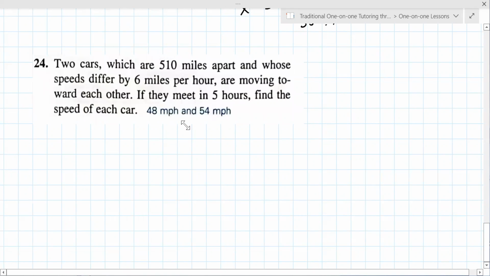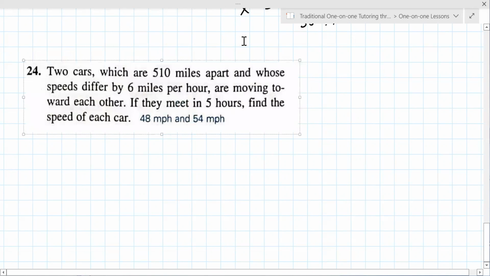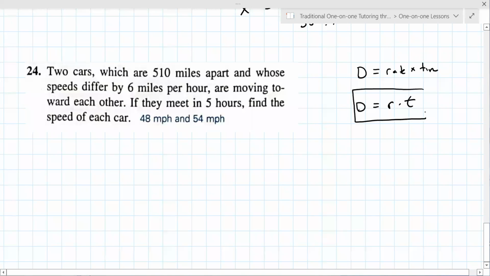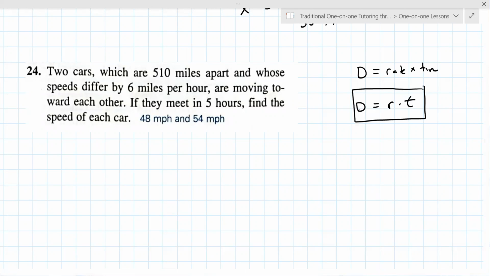All right, so the next grouping of problems, they're all governed by this distance equals rate times time. Distance equals r times t. So we're going to be using that a lot here when we're working these problems. It says two cars are 510 miles apart and whose speeds differ by 6 miles per hour, and they're moving towards each other.